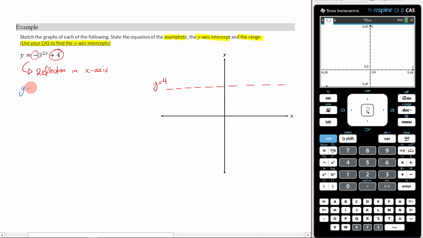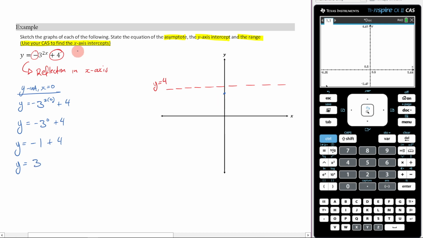So my y-intercept is going to occur when x is equal to 0. So that means I'm going to get y is equal to negative 3 to the 0, plus 4. Now, this is important. This 3 is being raised to the 0. The negative is separate, so it will be negative 1 plus 4, which is y is equal to 3. So that means I have a point right here.